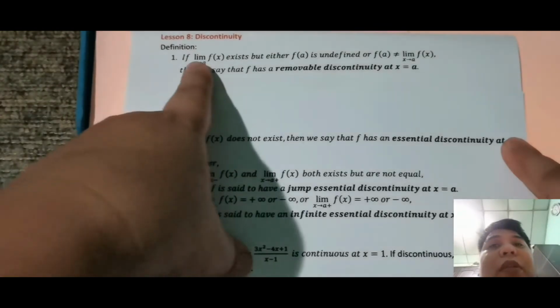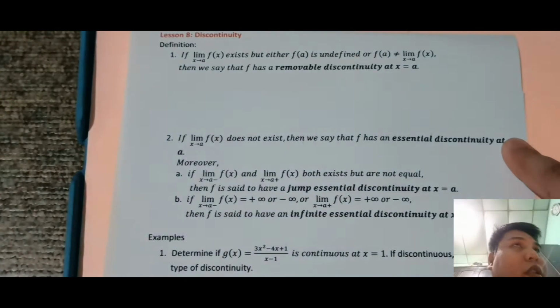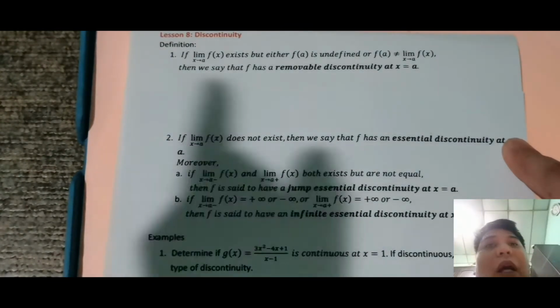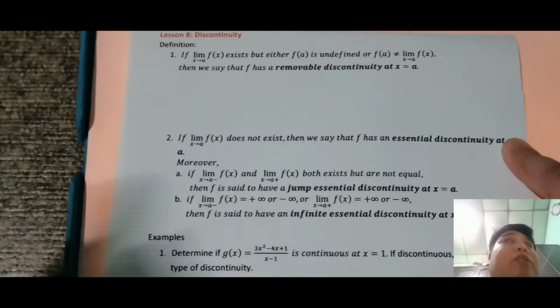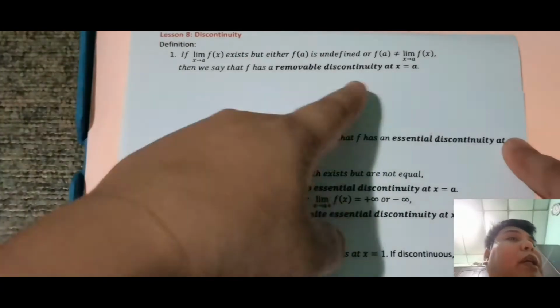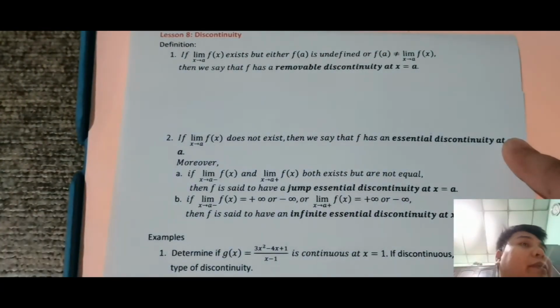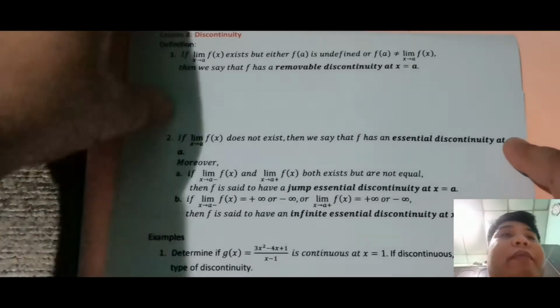So, ulit, if limit of f of x exists, so ito yung unang scenario, pag nag-e-exist yun, but either f of a is undefined, so sa test 1 undefined, or pagdating sa test 3 hindi equal. Okay, yun yung dalawang case: nag-exist yung limit, tapos yung f of a undefined, or yung f of a is not equal sa limit ng f of x. Ano tawag sa kanya? Then we say that f has a removable discontinuity at x is equal to a. Ganun kasimple. Removable discontinuity. Tandaan yan. Okay, next, number 2.